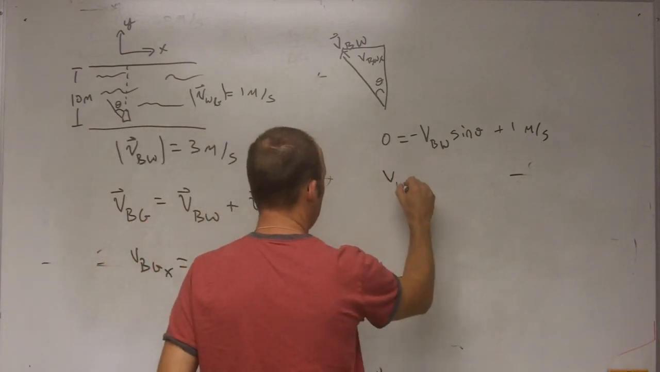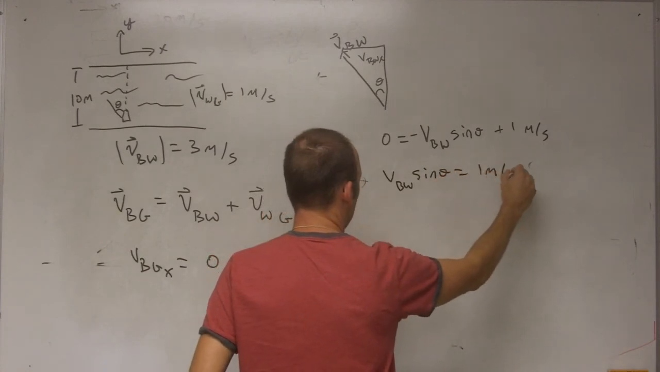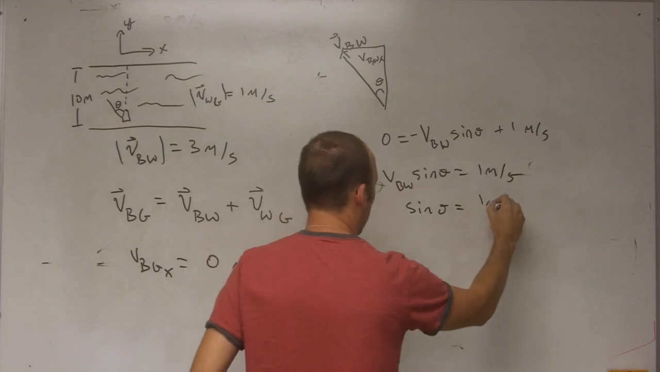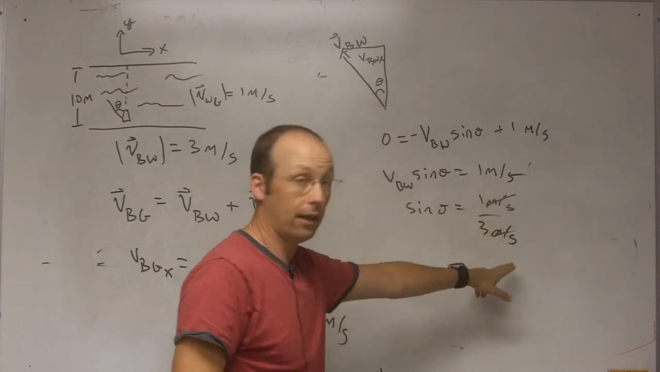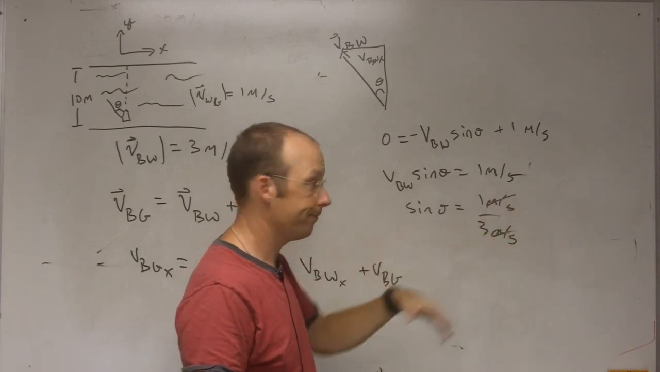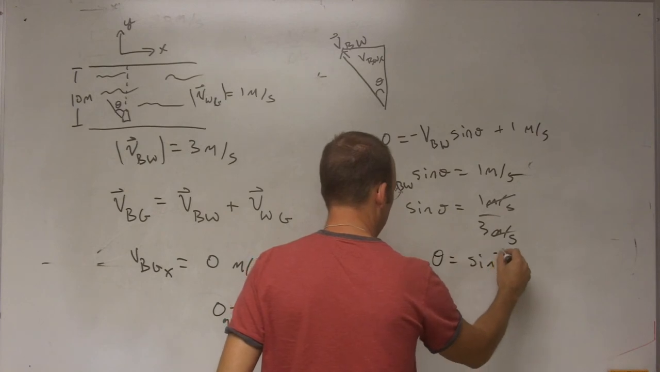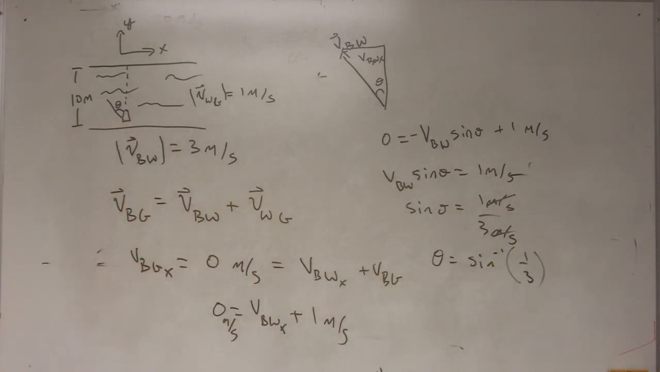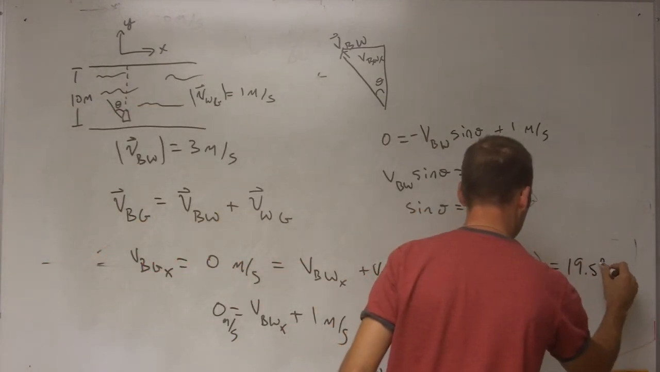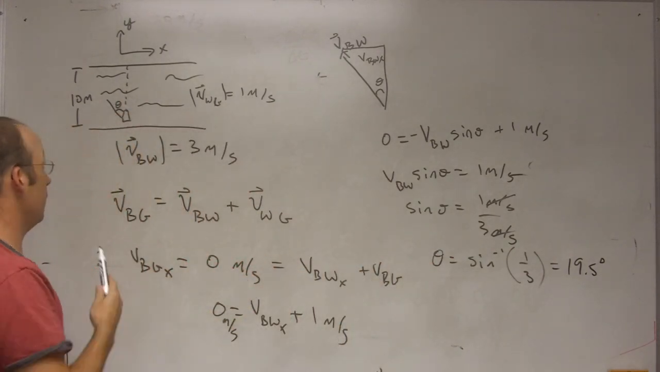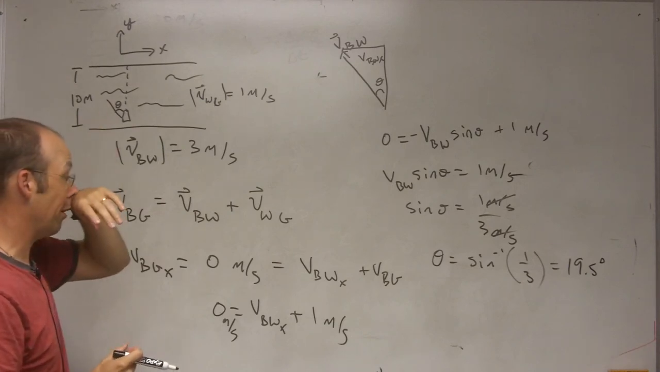Okay, so I can say VBW sine theta equals 1 meter per second. The magnitude of the velocity of the boat with respect to the water is 3 meters per second. And the units cancel. You can't have the sine of something have units. So theta is going to be the inverse sine of 1/3. And let me see. So 19.5 degrees. So that's that angle right there. So you have to aim 19.5 degrees to the left in order to go straight across.